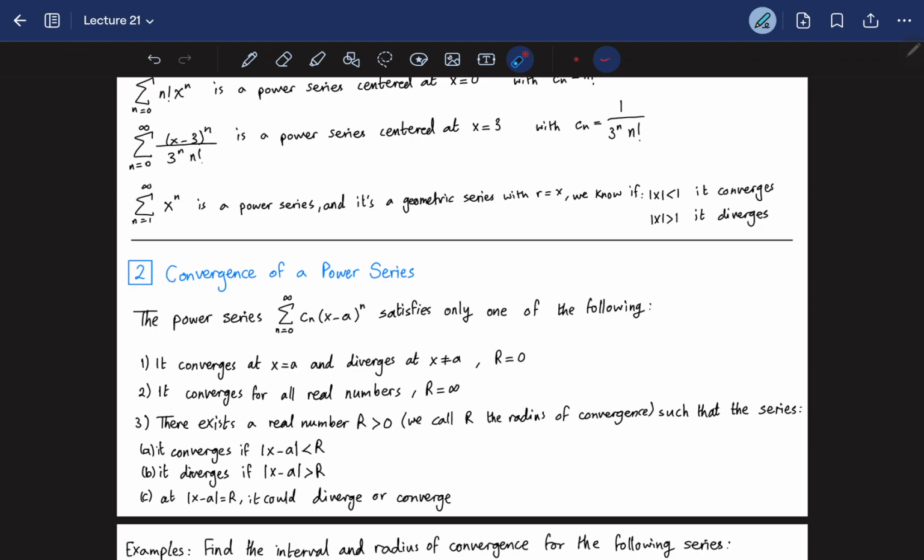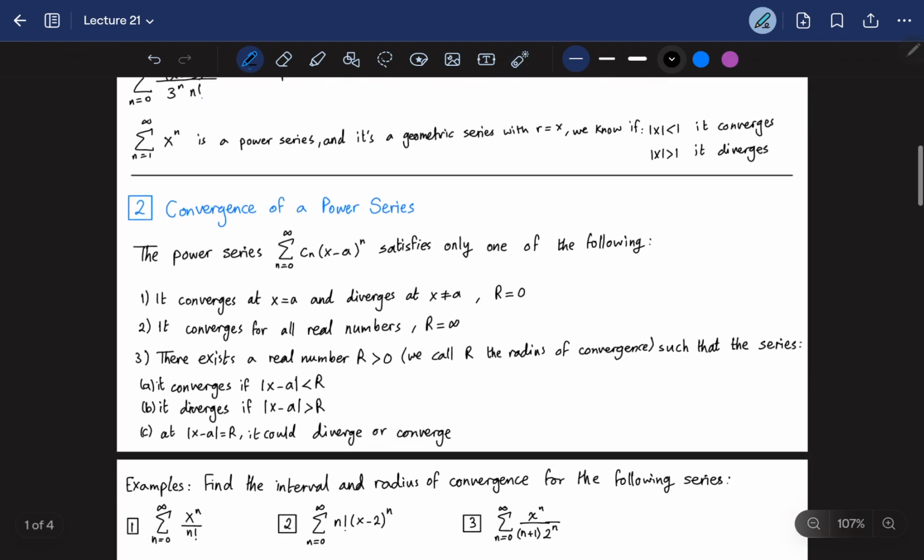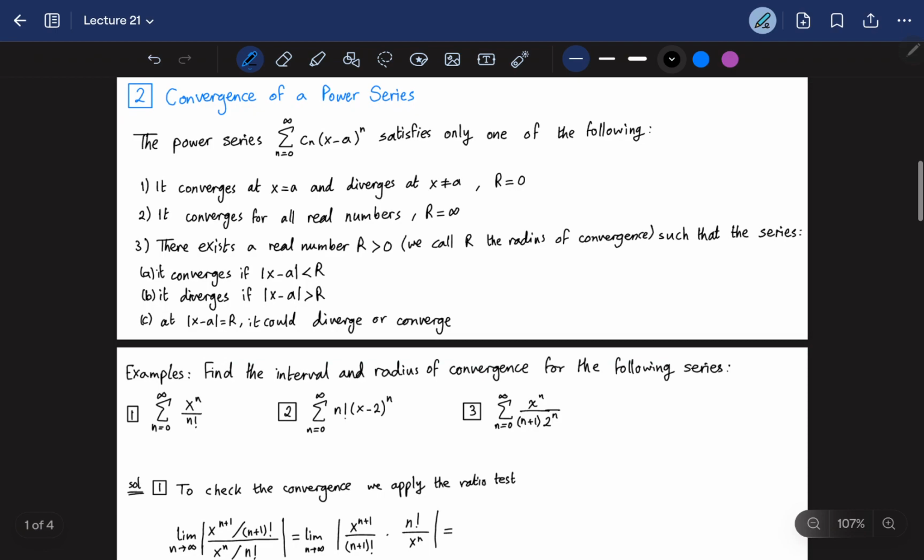Okay, so any power series can only be one of these three cases. It could either converge at one point, or it could converge everywhere, or it could converge at a certain interval that we have. So I know it's a bit overwhelming. So let's try examples and see how that works.